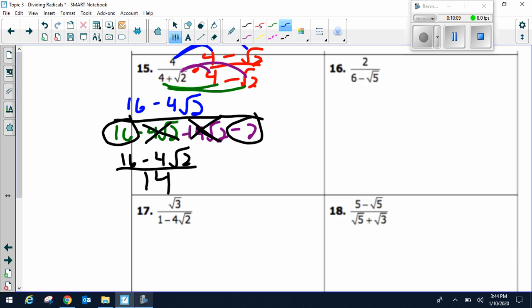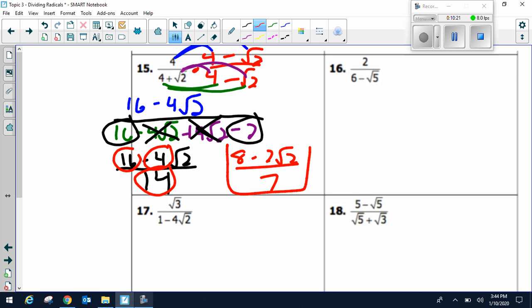And then you just lastly have to check, can I reduce these numbers? Is there a number that goes into all three? In this case there is, it's 2. So you do 8 minus 2 square root 2 over 7. That's your final answer.